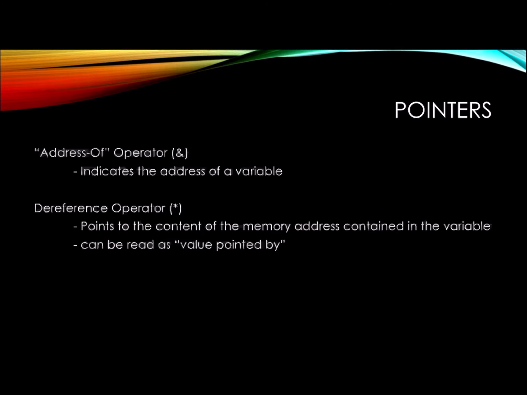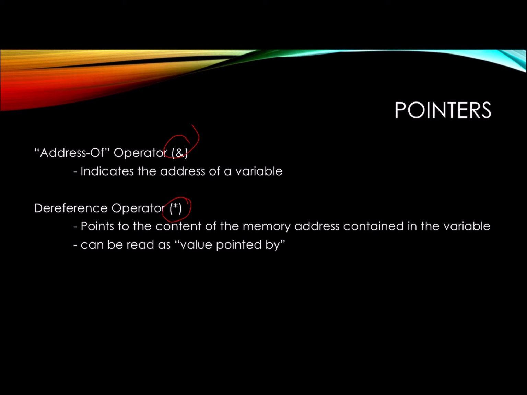Now, whenever we use pointers, we actually use two types of operators. Number one is the ampersand symbol here, which we call the address-of operator, and it indicates the address of a variable. And the next one is the asterisk symbol, which is the dereference operator.